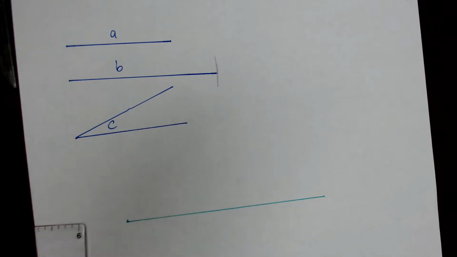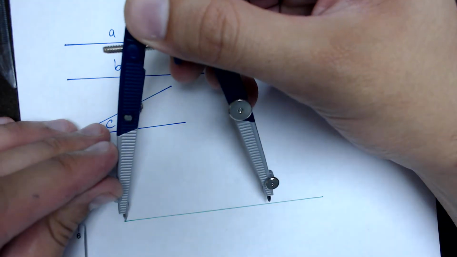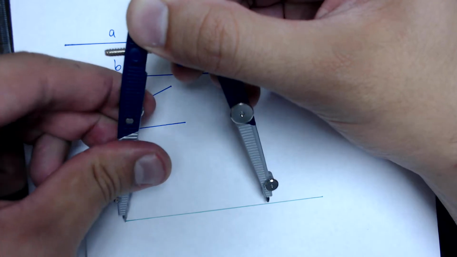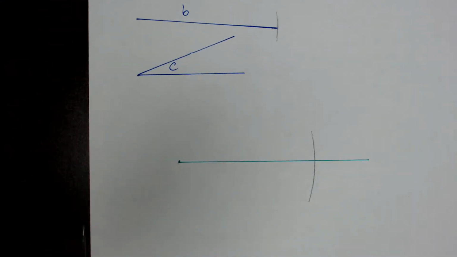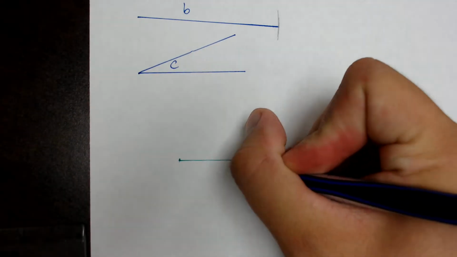Once I've marked off the length of line B, I'm going to put my sharp end on one end of my line segment and get an accurate measurement for line B. So I've constructed line B.